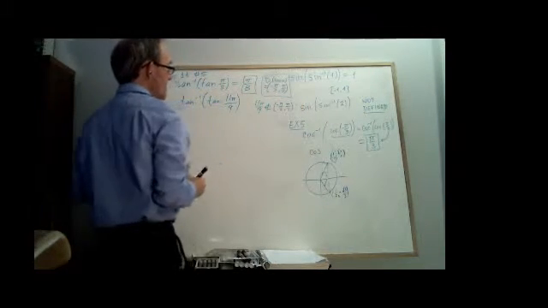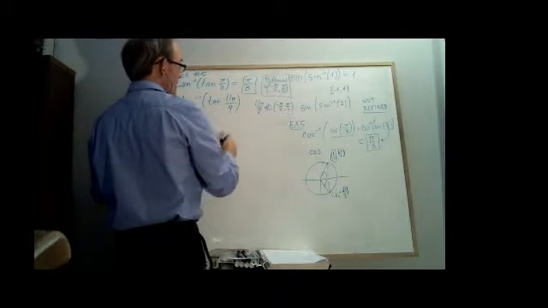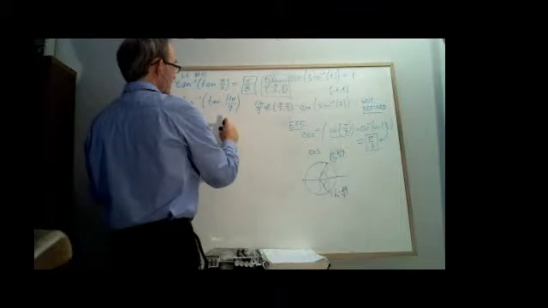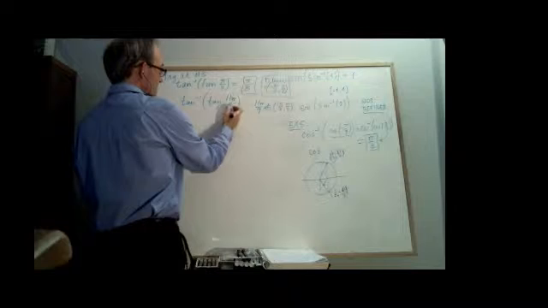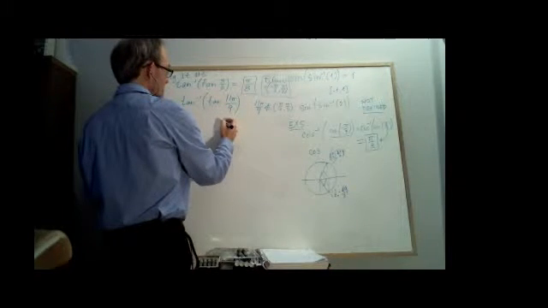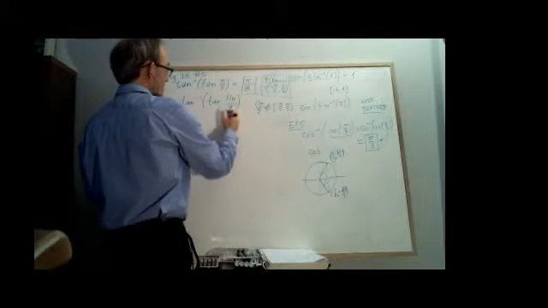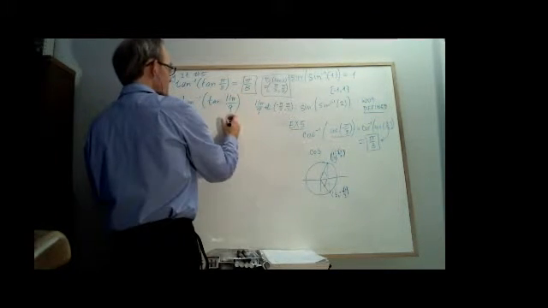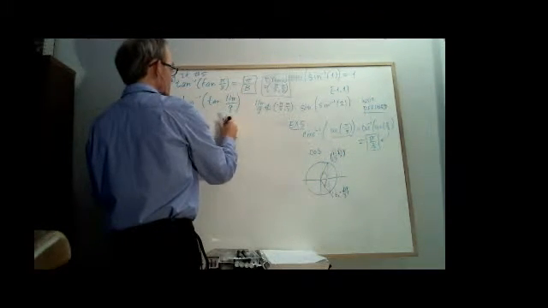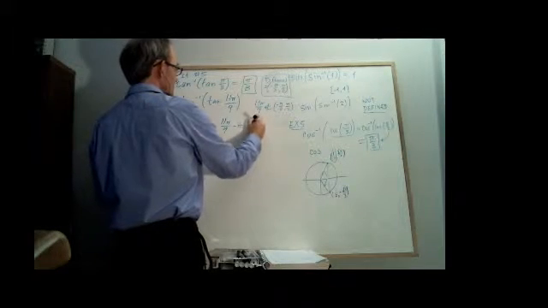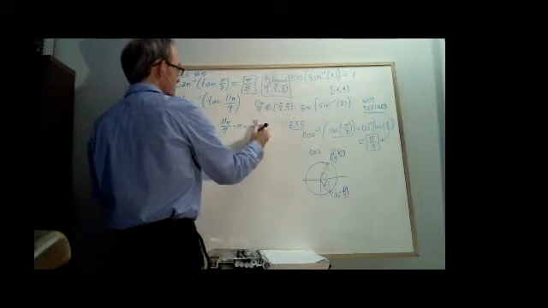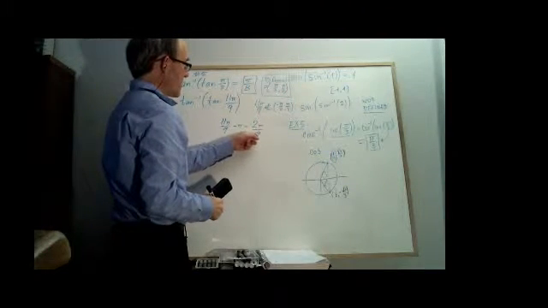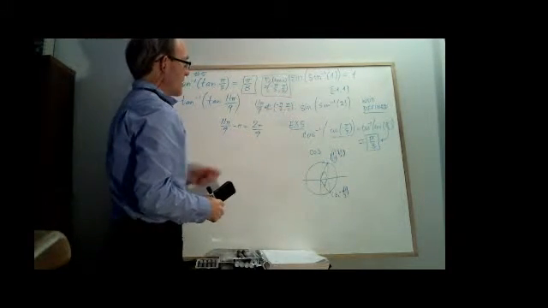11 pi over 9 is definitely bigger than pi over 2. So you can use the periodicity of the tan function, and you can replace it with this value plus or minus pi. So subtract pi because it's bigger than pi. So 11 pi over 9 minus pi is 2 pi over 9. Is that in the correct range? We just have to check to make sure, but yeah, 2 over 9 is smaller than 1 over 2.